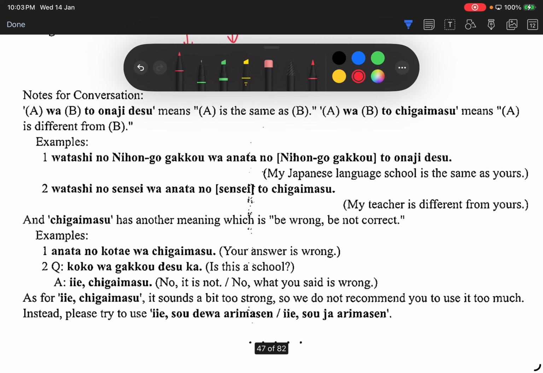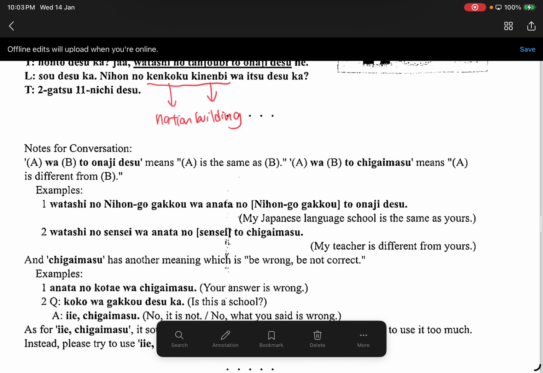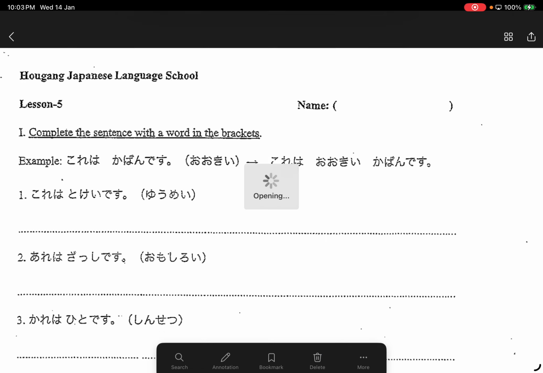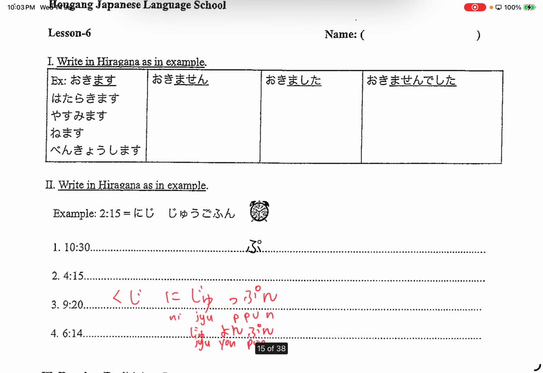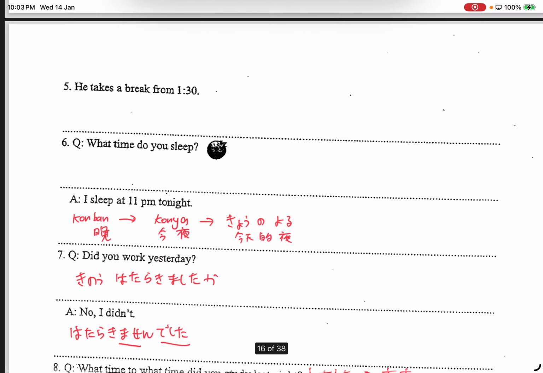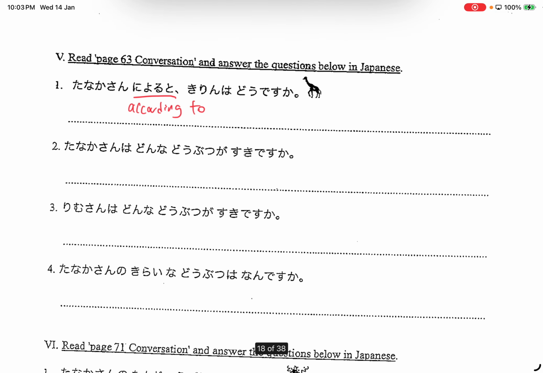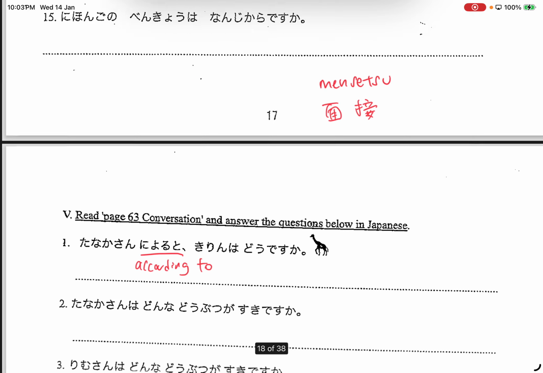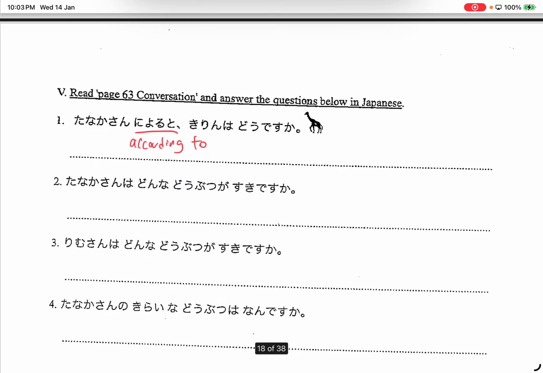I wanted to talk about the notes for the conversation, but we ran out of time. We can talk about it next week. Homework, I never forget. Lesson 5, thank you very much. And then lesson 6, please stop at the conversation questions. Page 63, conversation, you can stop there. So do it until page 17. You should see page 17 below. So lesson 5 and lesson 6 until page 17.